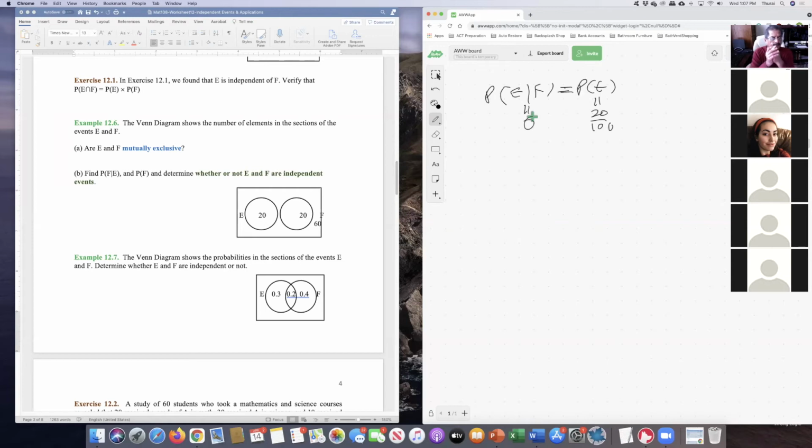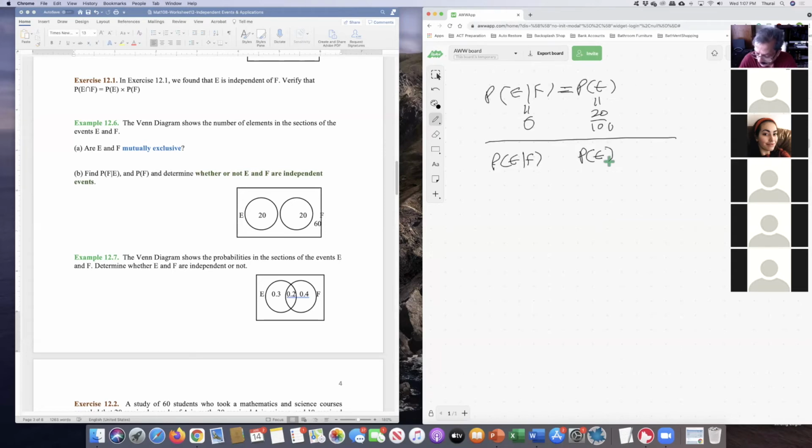All right, going on to 12.7. The Venn diagram shows the probabilities of the sections. Determine whether E and F are independent or not. Which method do you want to use? We have two ways to do that. One is to find E given F and compare it to E, or F given E and compare it to F, doesn't matter. And the other one is the product rule for independent events. Either way is going to be fine.